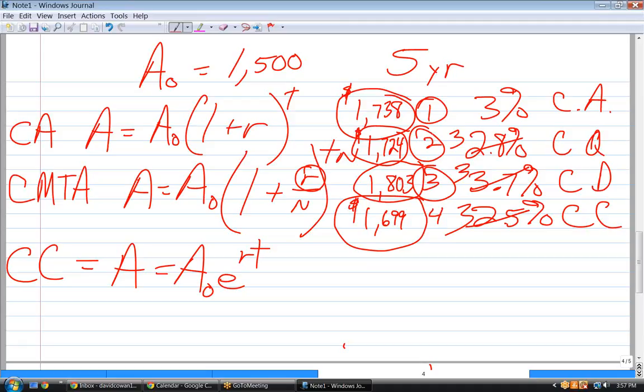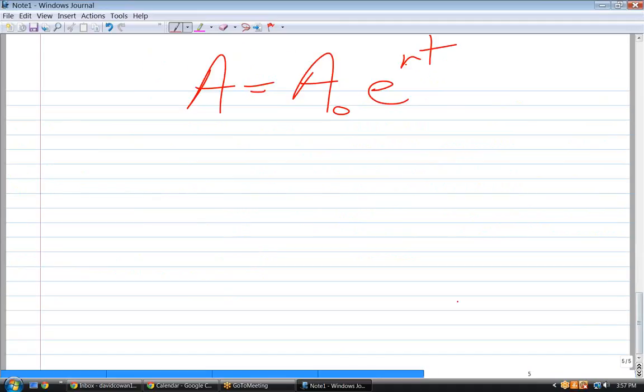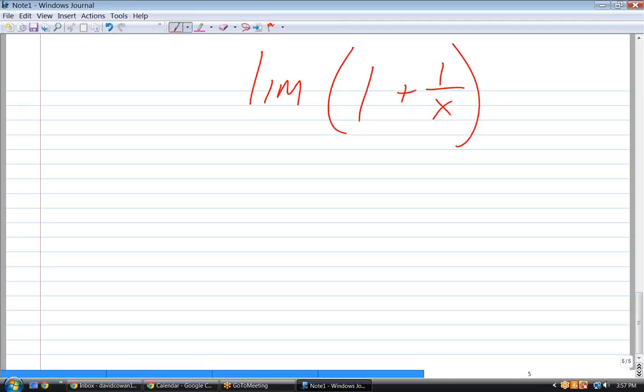What is E equal to? 2 point something, right? Here's the definition for E. That is what E equals. That's exotic. It is exotic because you've never had limits before. And it's an irrational number. It goes on forever like pi does.